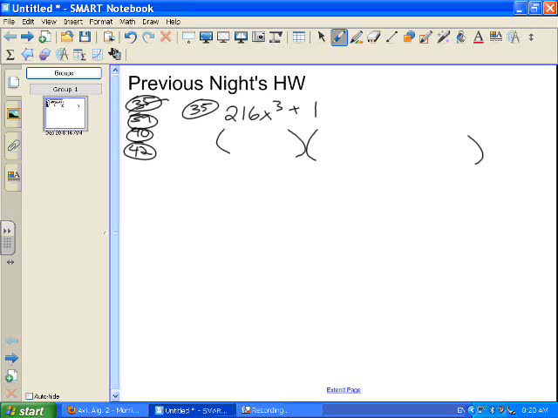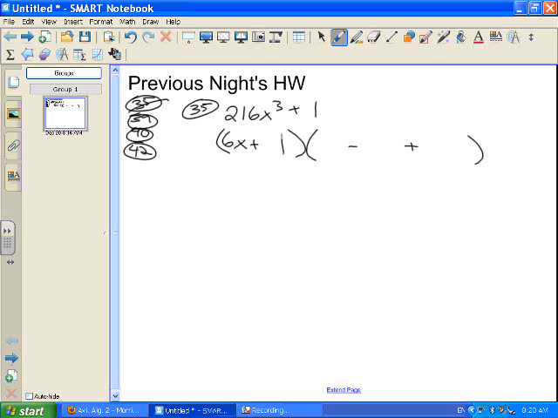Now the sum of two cubes, what do the signs do? Plus, minus, plus. Correct. Plus, minus, plus. All right, so to fill in the first set of parentheses, the little one, you take the cube root of the first term. So what's the cube root of 216? 6. And then what's the cube root of x cubed? X. So just the x.